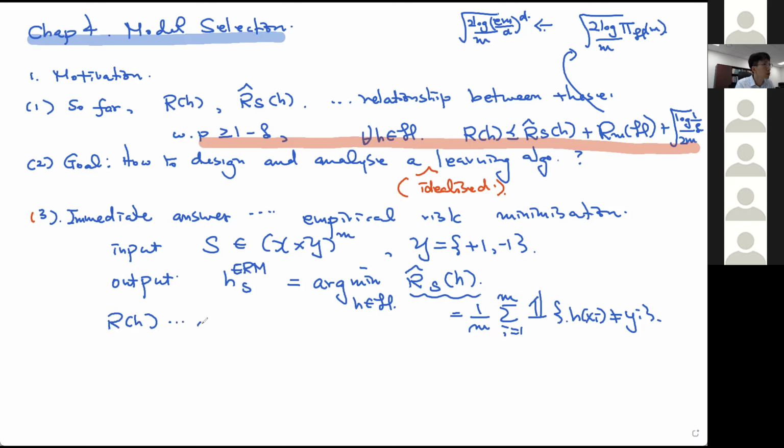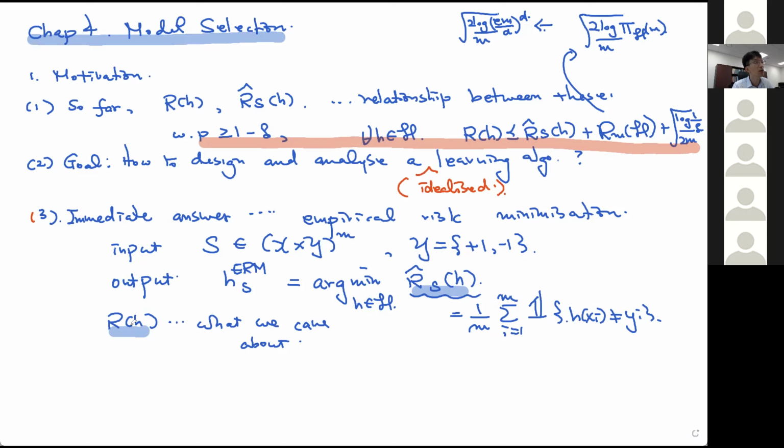This is what we care about. And then this empirical risk, what I put here, is a good proxy of the real risk. So finding hypotheses that minimize this empirical risk looks like a reasonable choice.